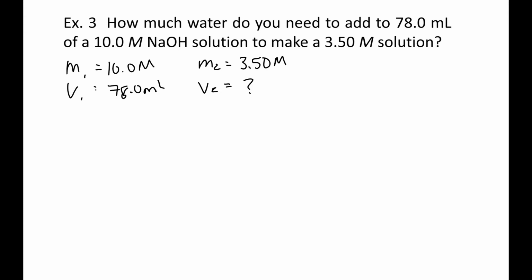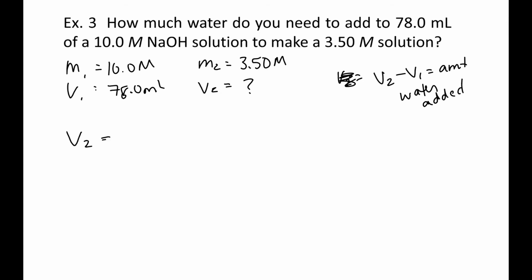Now, one of the things when you're adding water, your V2 is your final solution. So V2 minus V1 equals the amount of water added. You're going to need to use that at the end once you figure out your V2.